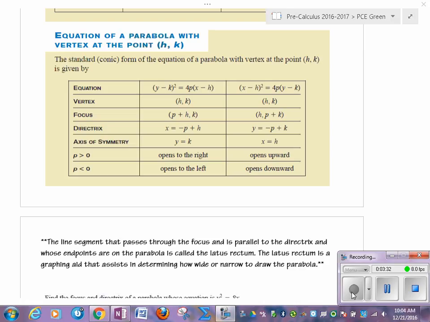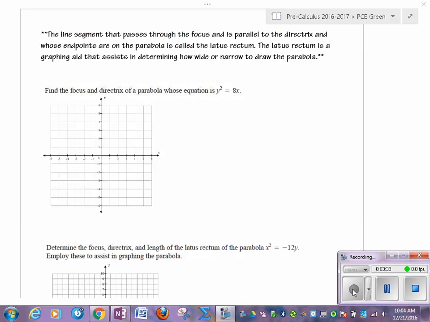Depending on which way it's going to open is whether you're going to start with your y squared or your x squared. Another part of the parabola that we're going to talk about is called the latus rectum. That's going to help you as a graphing aid to determine how wide or how narrow your parabola is going to be, no matter which direction it opens.